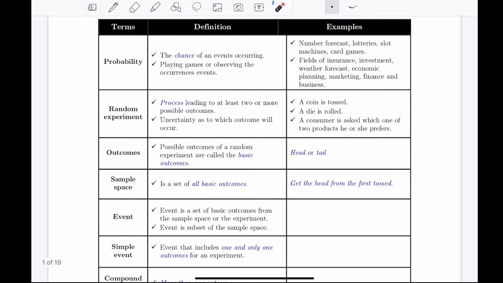So what is a random experiment? It is a process leading to at least two or more possible outcomes, with uncertainty as to which outcome will occur. We don't know what outcome will occur. For example, if we toss a coin, we don't know if we're going to get a tail or head. When a die is rolled, we don't know what number will come out. It's either number 1, 2, 3, 4, 5, or 6. Or another example, when a customer is asked which one of the two products he or she prefers.